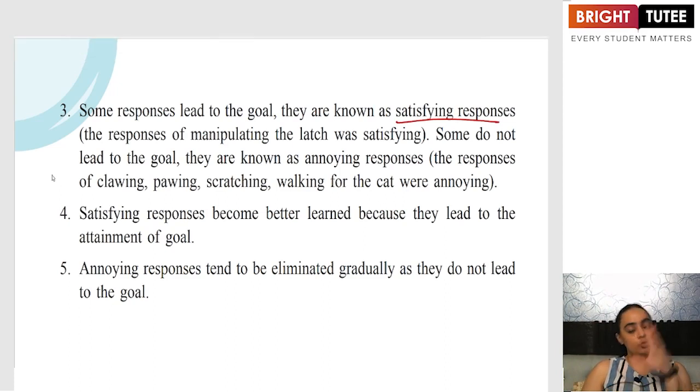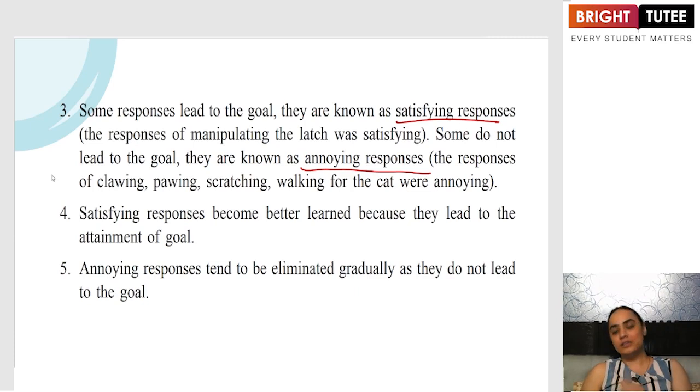And those responses, those efforts which went in vain, which were totally useless, a waste, and did not help us achieve anything, are known as the annoying responses. So this is how we classify. Satisfying responses help us complete our goal, help us achieve something, and they make sure that you are able to learn better. We know that if we perform, we are going to reach our goal. We are going to get to that fish which is waiting for us outside. And therefore, satisfying responses are learned better and quicker as compared to the annoying responses.